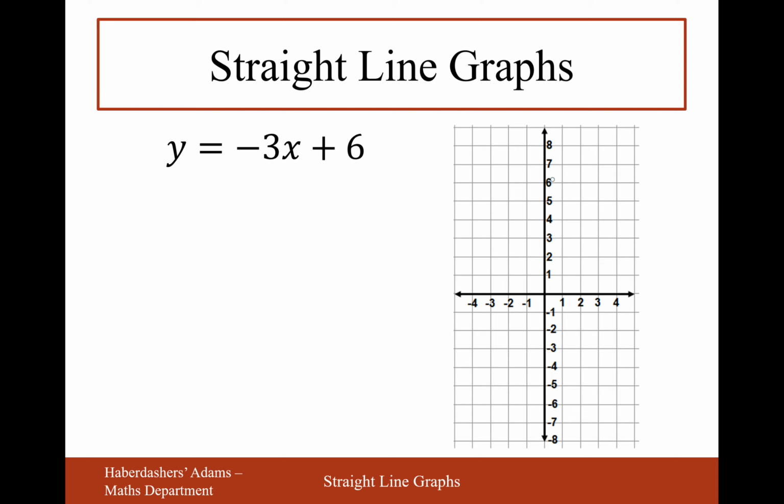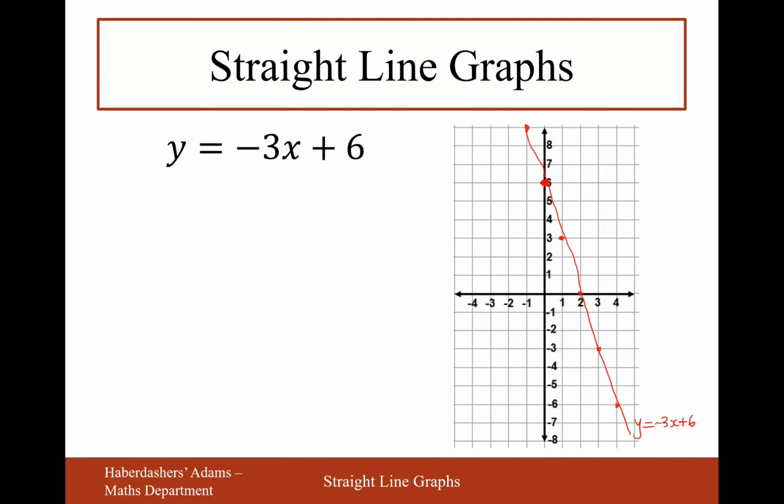And the next one will be start up at the number 6. And then it's going to be right by 1. And because it's a negative x number, it will be down by 3. Onto the next coordinate, down by 3. And then backwards by 1, up by 3. And connect your line together. Y equals minus 3x plus 6.